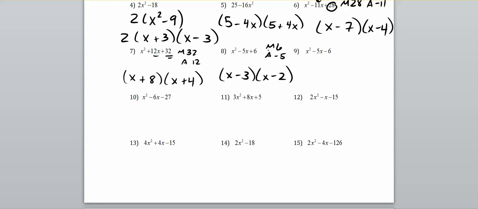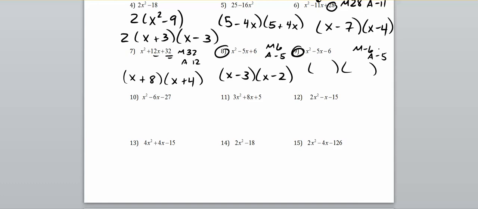Go ahead and pause the video, try 9 and 10, and then come back and I'll work the next couple problems with you. All right, on number 9, I want to find out what multiplies to give me negative 6 and adds to give me negative 5. And I did this on purpose. 9 and 8 are very similar problems. The only difference is 8 has a positive 6 as a coefficient and 9 has a negative 6.